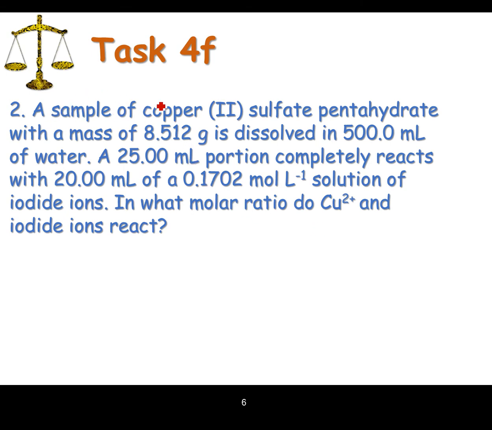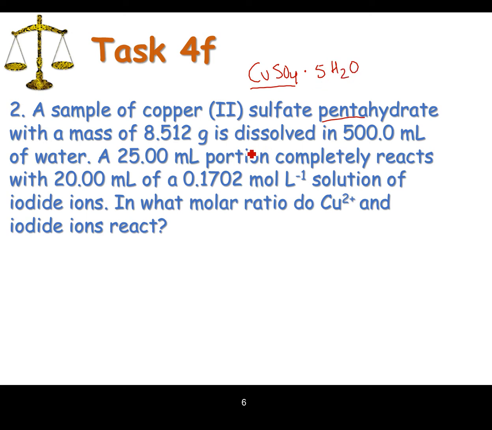It says a sample of copper 2 sulfate pentahydrate. Recall, copper 2 sulfate, so CuSO4, and it's pentahydrate. The penta indicates 5H2O. So this compound has a mass of 8.512 grams. So you're going to have to figure out, based on this number of grams, what is the number of grams that is just copper sulfate? Because when preparing a solution, you're going to have to just factor in the solute, and this H2O is no longer going to be bound in the crystal.